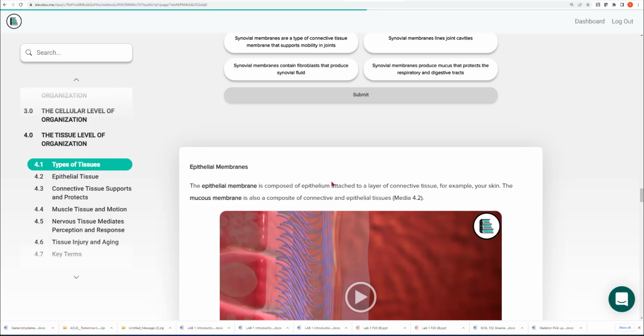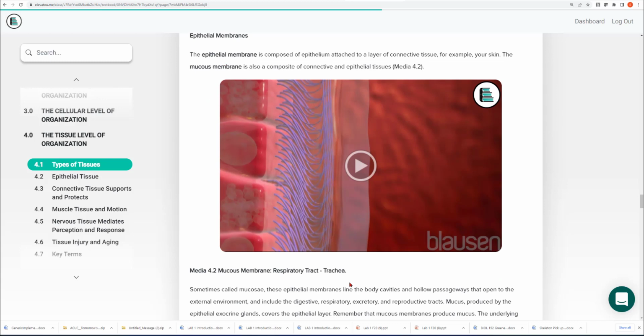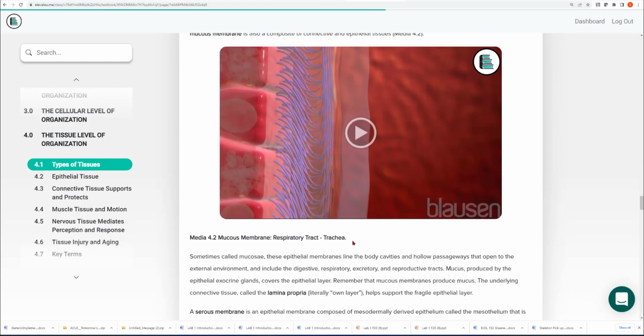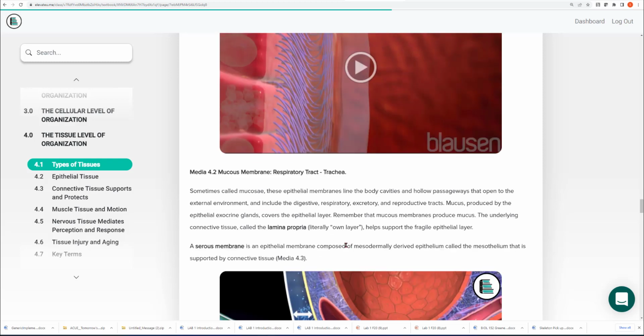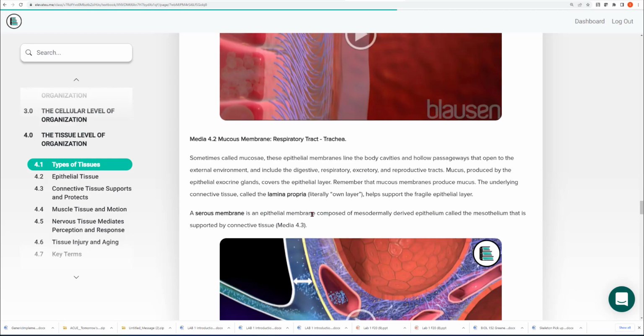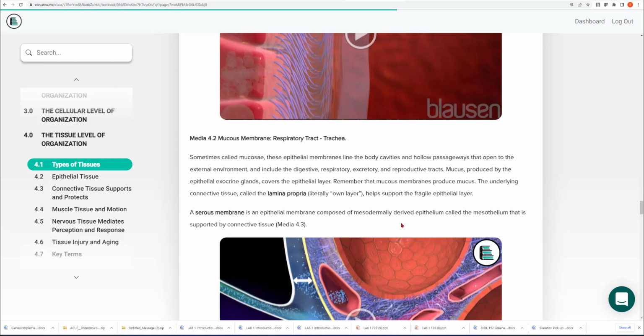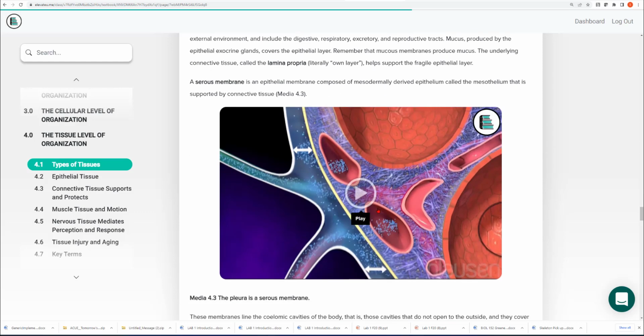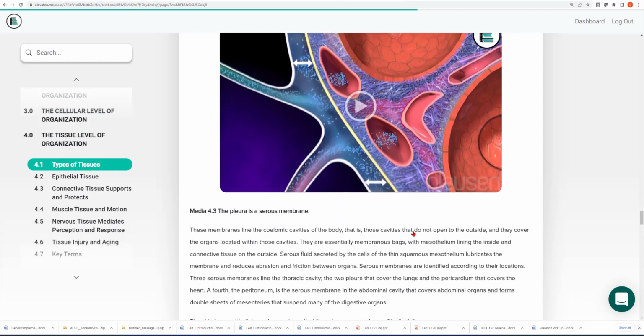And then the last three are epithelial-based membranes. For example, the mucous membranes really are sort of a combination of connective tissue and epithelial tissue. Again, mucous membranes open to the outside world. The trachea would be a good example of that. Serous membranes, again, are the membranes found deep in your body. They are made up of epithelial tissues as well. And this is your pleura, your pericardium, and your peritoneum.